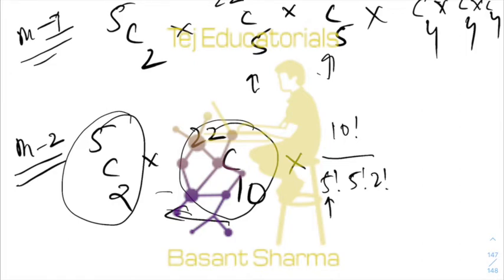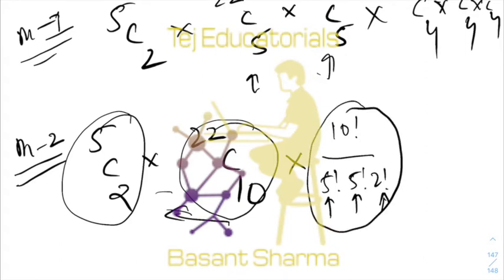So group size is 5, and there are 2 groups of group size 5. These are the number of ways in which I can form 2 groups, each of group size 5. Now once I have formed these groups, I have to distribute them amongst two students, so into 2 factorial.